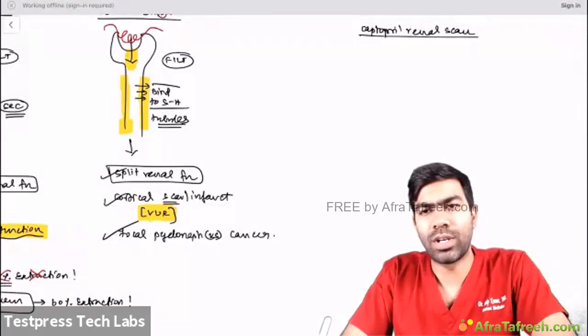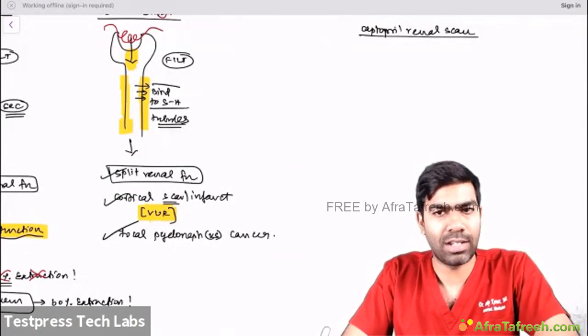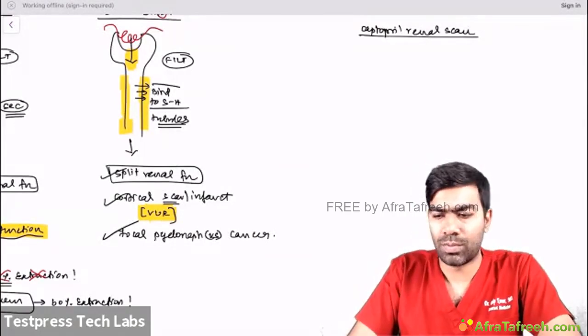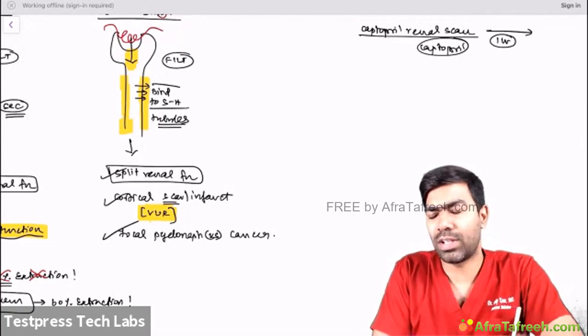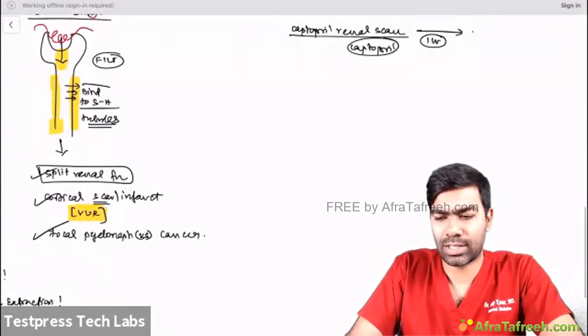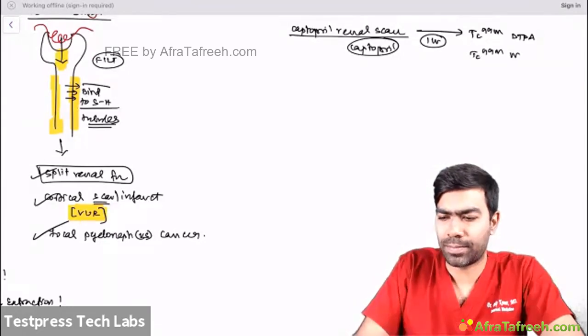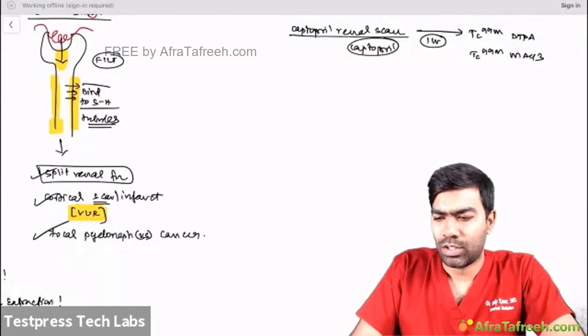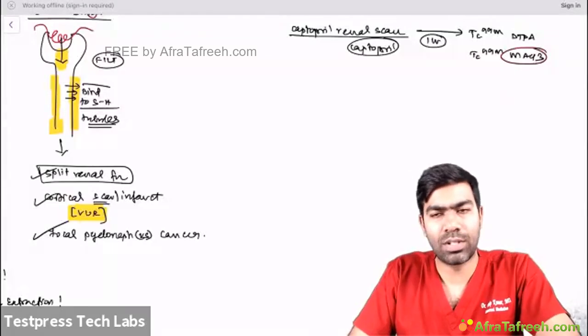What we are going to do here is give captopril. After giving captopril, we are going to assess the GFR. Initially you give captopril, oral itself is enough. After 1 hour, you do a scan, either a DTPA or a MAG3. MAG3 can be used if there is low renal function. DTPA can be used if there is good renal function, doesn't matter.